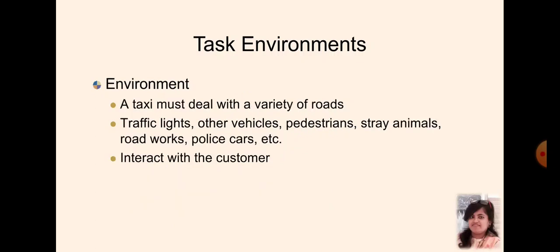Now, PEAS. E stands for environment. The automated car or the taxi must deal with a variety of roads, traffic lights, other vehicles, pedestrians, stray animals, roadworks, police cars. These are all environmental factors. And not only that, the environment is also about the customer. Suppose one customer has boarded one particular automated car. Now that customer will be inside that particular agent, right? Seated inside the car.